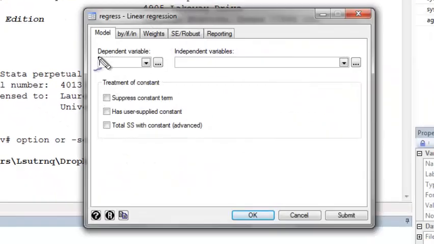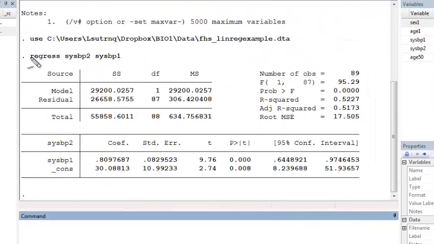In the box marked Dependent Variable, you're going to select your outcome, and in independent variables, you're going to put your predictor variable or your covariate. The dependent variable is systolic blood pressure at exam 2, and the independent predictor variable is systolic blood pressure at exam 1. Once you've filled in your variables, just go ahead and hit OK. The linear regression command in Stata is just called regress. The first variable in the command line is the outcome, and after that are your predictor variables.